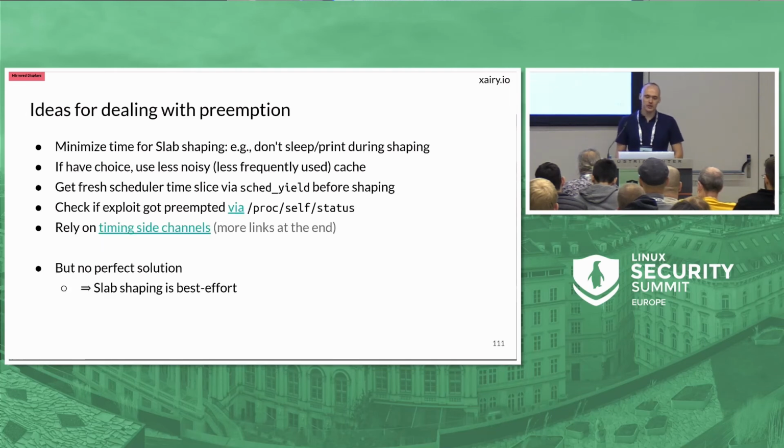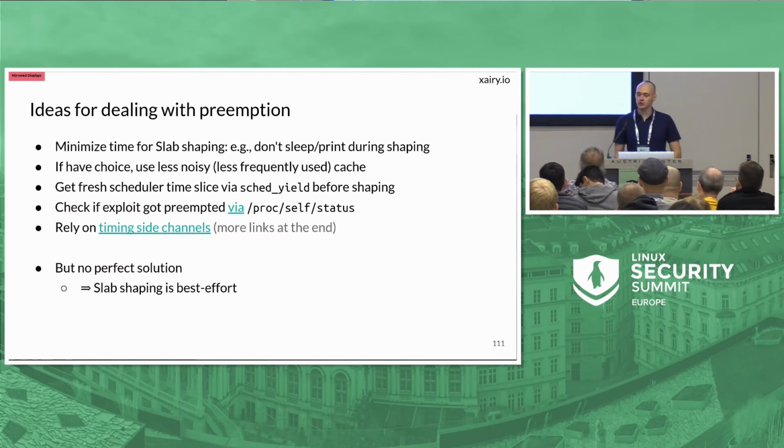For dealing with preemption, unfortunately, there is no single perfect approach. There are just some ways you can deal with it to get your slab shaping strategy to work in most cases. Here I have some of the ideas. For example, it makes sense to minimize the time you spend on slab shaping. If you add some debug printfs in the middle of your slab shaping, that's probably not something you want to do, because you increase the chance that your exploit process gets preempted. And this is a problem.